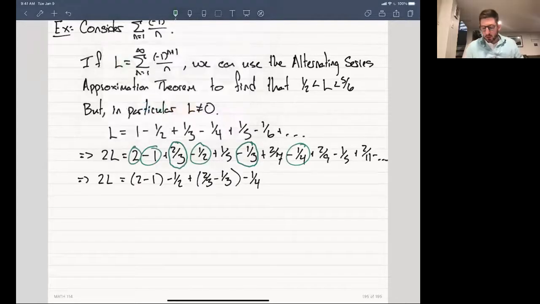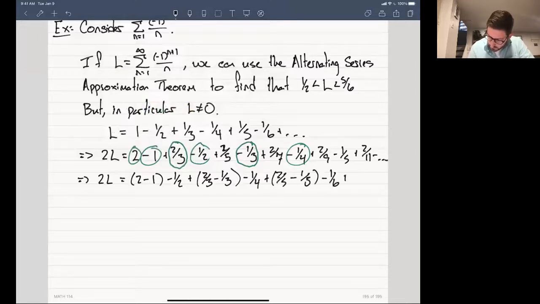Okay, then the next one is going to be denominators of 5. I just noticed I have a mistake here. This should be 2/5, not 1/5. Sorry, 2. So then we're going to do the same thing. We have 2/5 minus 1/5, just like we had with the 1/3. And then minus 1/6. And I'll just do the next one. This is going to be 2/7 minus 1/7, and so on and so forth.